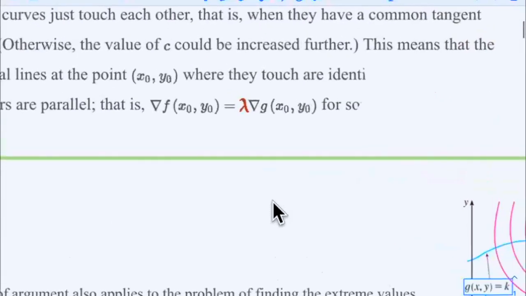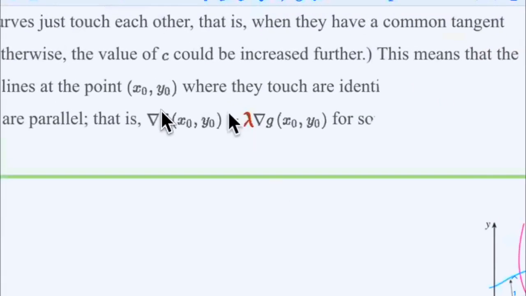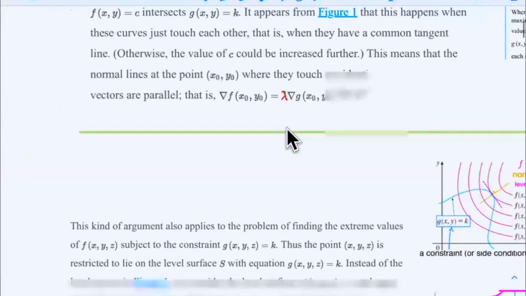So this is what we have over here. We have the gradient of F and the gradient of G. They are scalar multiples of each other, okay? Gradient F is lambda times gradient of G, okay? Now this is for a function of 2 variables. What about a function of 3 variables? The situation is very similar, but it's very hard to graph.